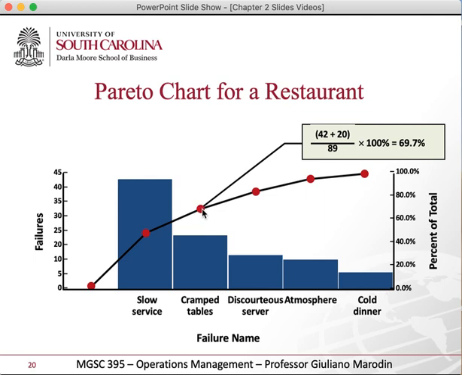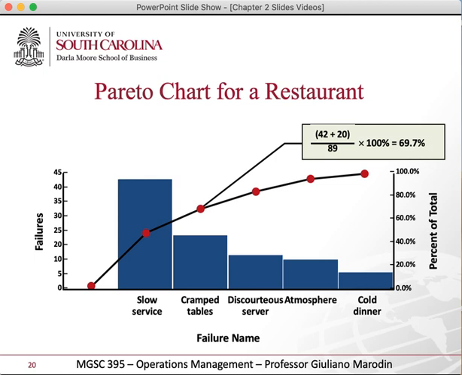If I want to get that next point, it will be cramped tables plus slow service divided by the total. So that's about 70%. And then it increases until I get all of them. So I add this up, add this up, add this up, and then I get 100%. Okay? So it shows you that if you want to improve about 60%, where should you tackle? Should I look at cold dinner? Should I look at atmosphere? Should I go to discourteous service? No. If I want to get 60%, I can focus on slow service and cramped tables, and I'm able to even get up to 70% improvement, or reduction in complaints, right?